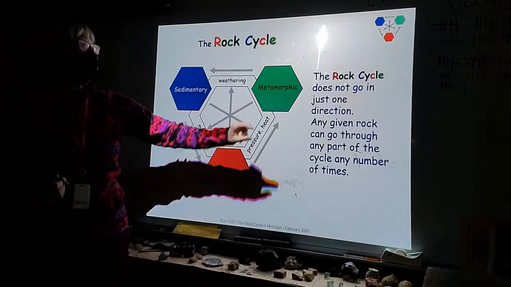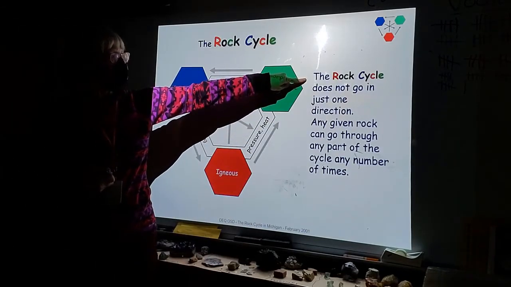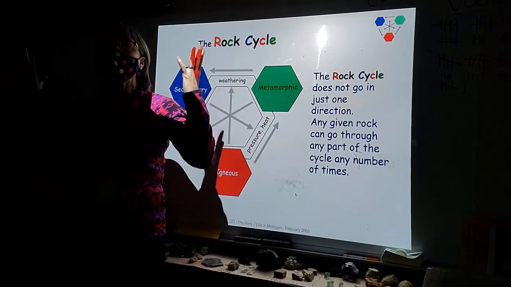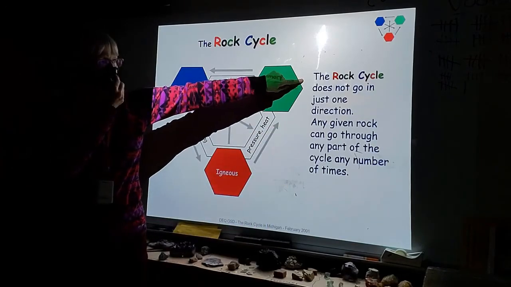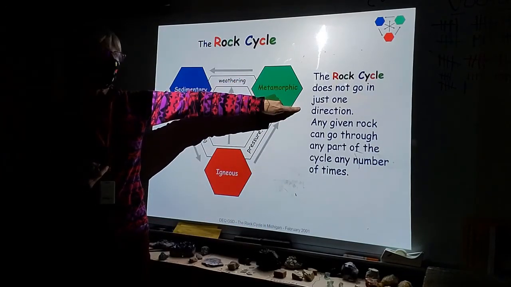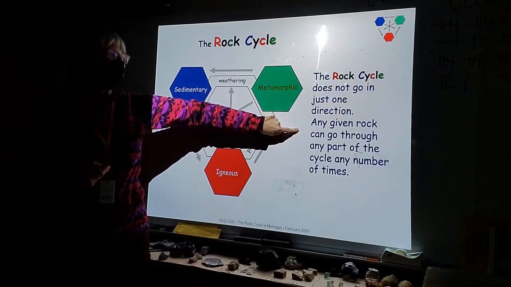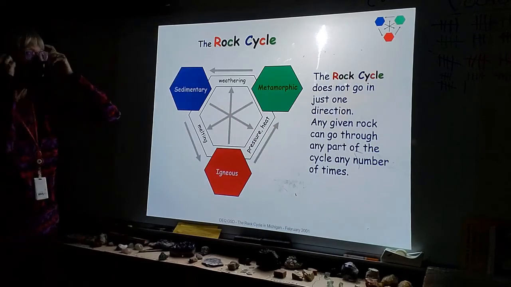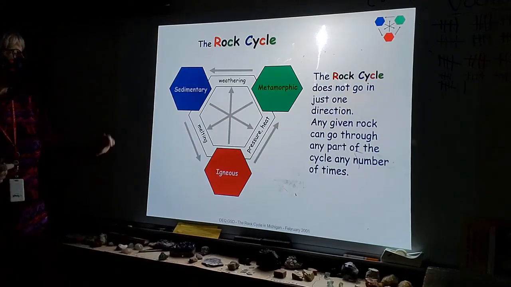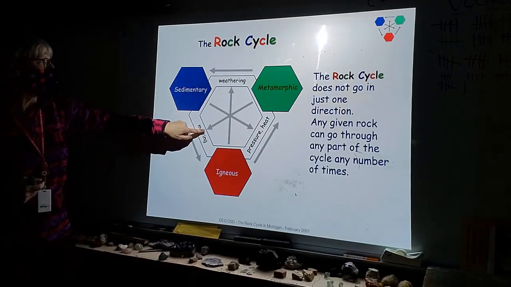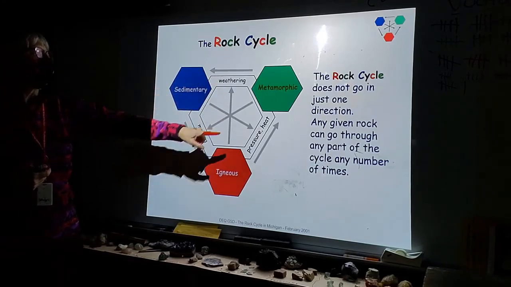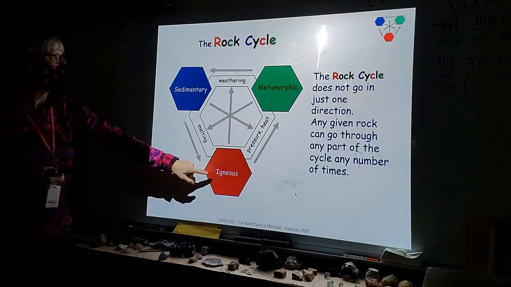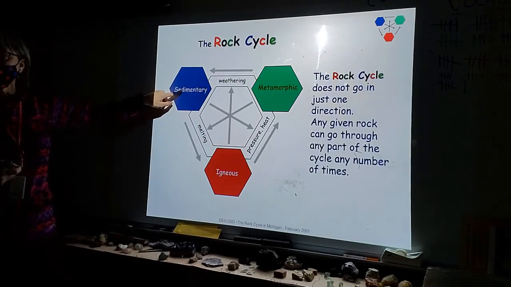This is the important thing. Read this with me, please. The rock cycle does not go in just one direction. I'm going to start again. I've got to hear you speaking together. Try it again. The rock cycle does not go in just one direction. Any given rock can go through any part of the cycle any number of times. So, join me as you figure out what I'm saying here out loud. Sedimentary rocks can become sedimentary rocks. Metamorphic rocks can become sedimentary rocks. Igneous rocks can become sedimentary rocks.